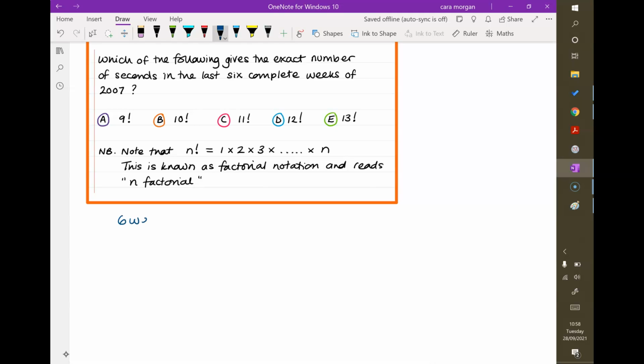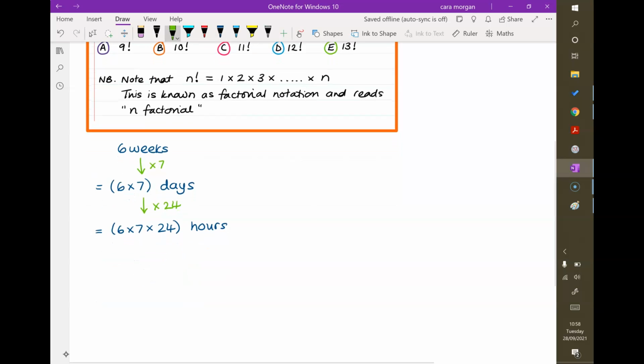So I'm going to start with 6 weeks. Now I know that if I multiply that by 7, I'm going to end up with 6 multiplied by 7 as the number of days. If I multiply that by 24, I'm going to get the number of hours. So 6 multiplied by 7 multiplied by 24 is the number of hours in 6 weeks. I'm going to multiply that by 60 because of course there's 60 minutes in each hour. So I've got 6 multiplied by 7 multiplied by 24 multiplied by 60, and that's going to give me minutes.